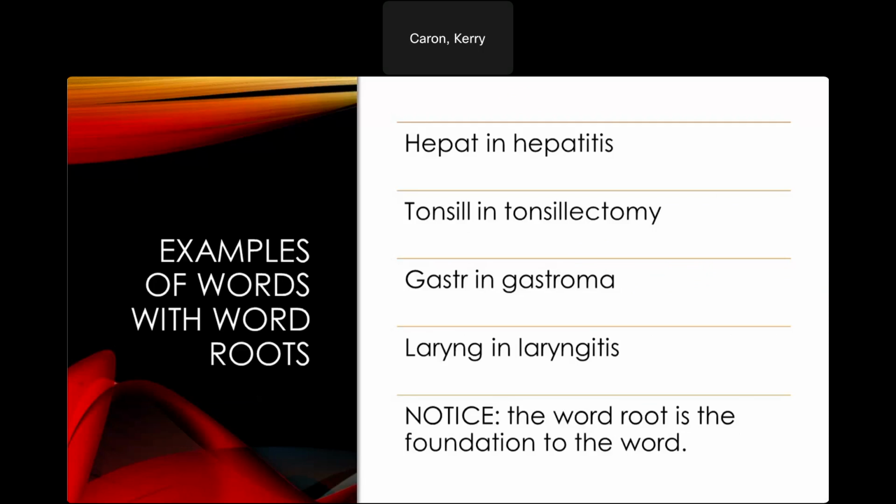Okay. Here's some further examples. Hepat in hepatitis. Tonsil in tonsillectomy. Gastr in gastroma. Laryng in laryngitis. Those are your word roots.